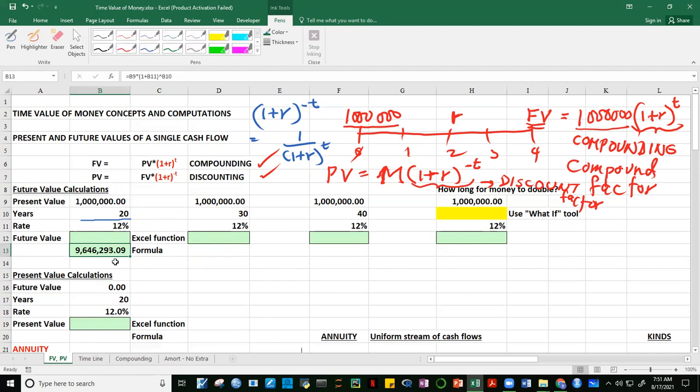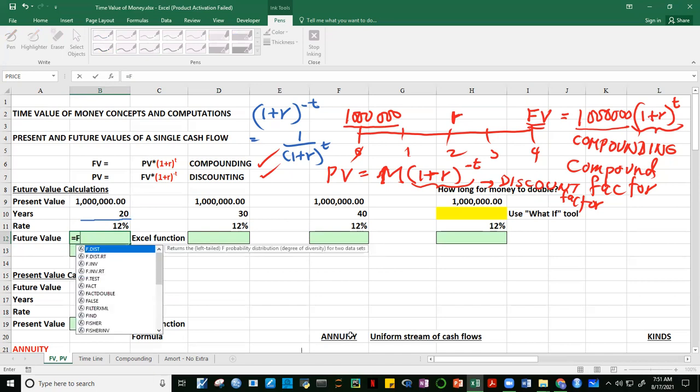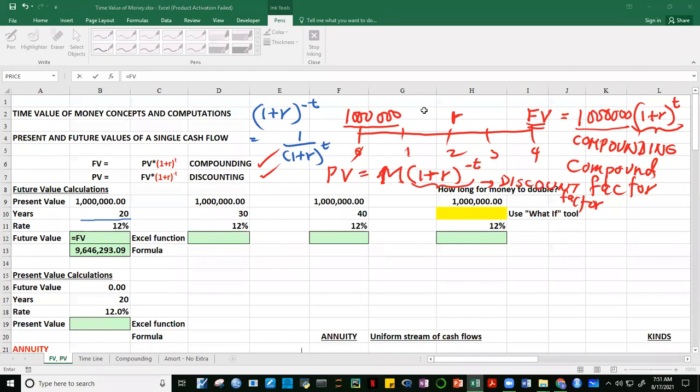However, we can also use the built-in functions in Excel. Have you used the FV function before, guys? Please check if you have used the FV function in Excel. Okay, good, because these are learning opportunities for us. There are many time value of money functions in Excel, and we're going to use those.